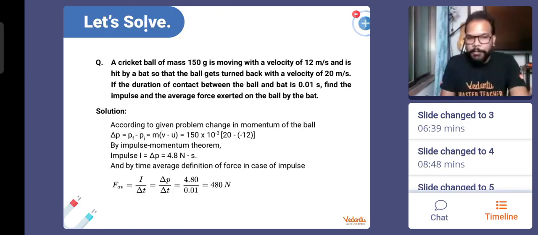Okay, people. So we got the value of impulse. Divide this by time. Time was given to us as 0.01. It will come out to be 480 Newton.